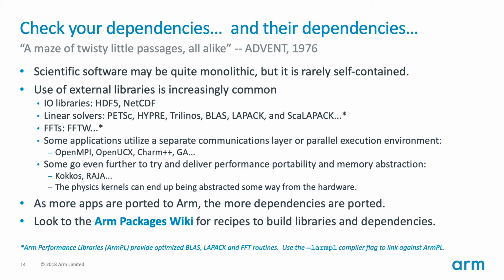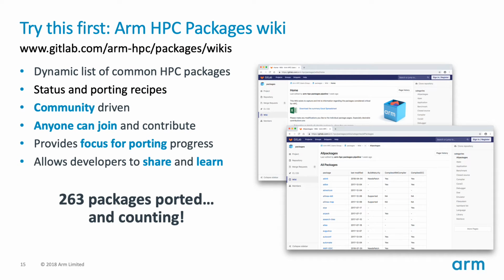Now, the good news for you is that the enormous majority of these dependencies have already been ported to ARM. And if you go to the ARM packages wiki, then you can see recipes on exactly how to build these libraries and dependencies. So the ARM packages wiki is here. This is the URL, and I strongly recommend before you start your porting effort, go make sure maybe somebody's actually ported the application you're interested in. It may already, in fact, be on ARM. If it's not, then the dependencies likely are.